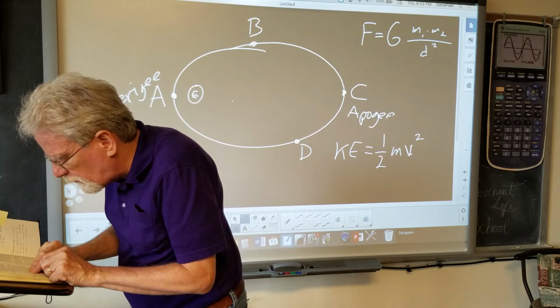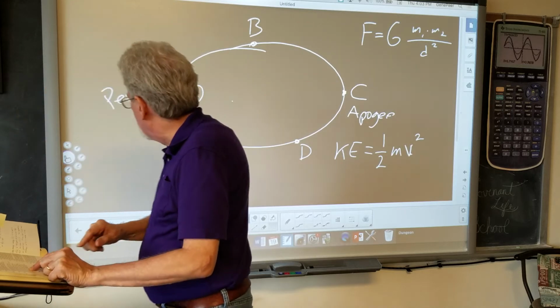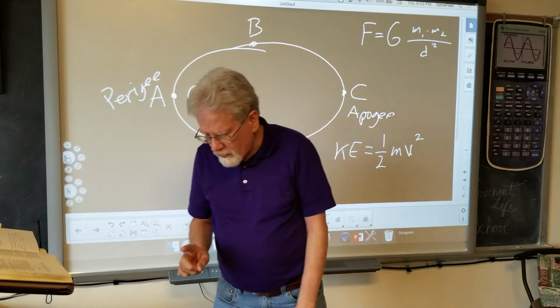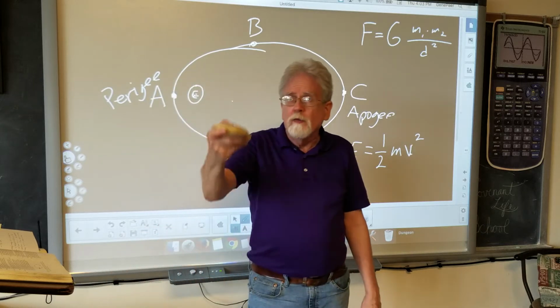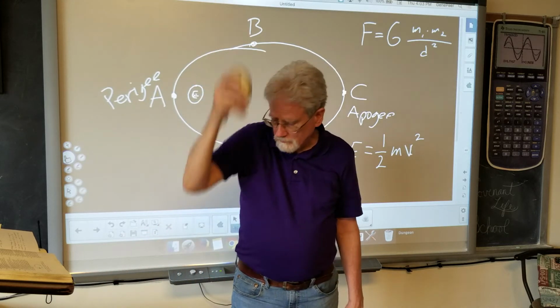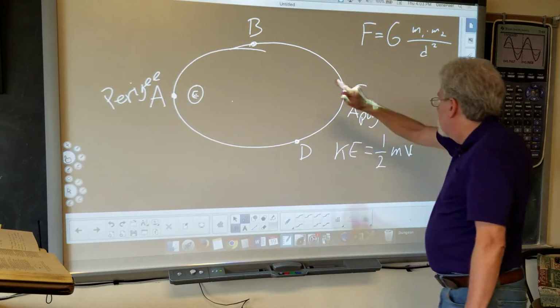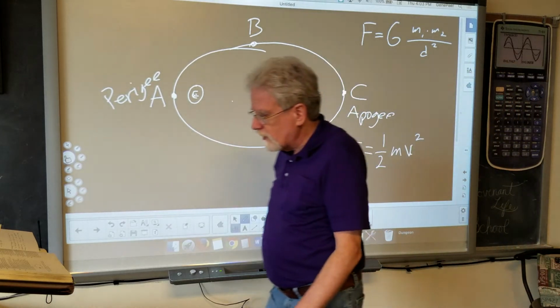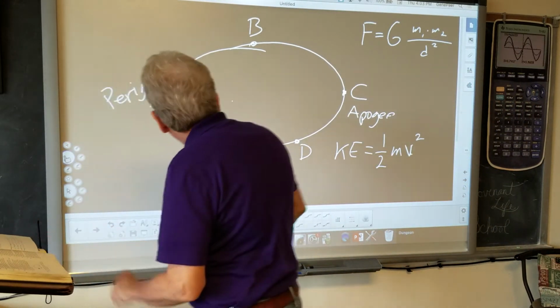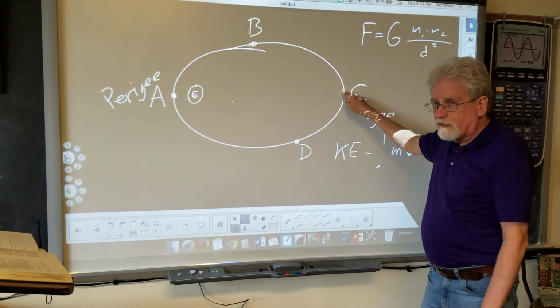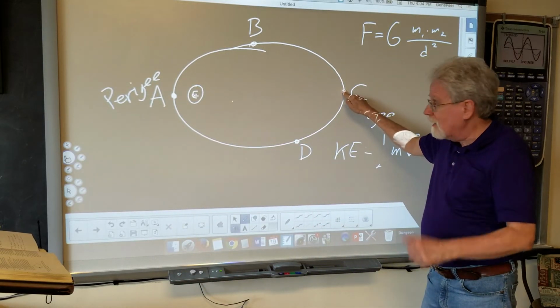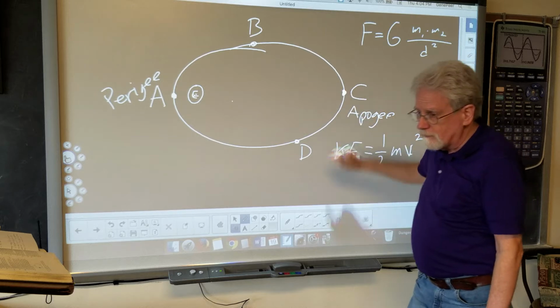Where does it have the greatest gravitational potential energy? Remember, the higher an object is, the greater its potential energy. Well, that would clearly be at point C. Greatest potential energy. That also happens to be where it has the lowest kinetic energy, the lowest speed.